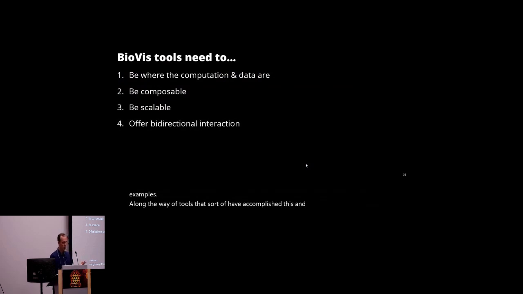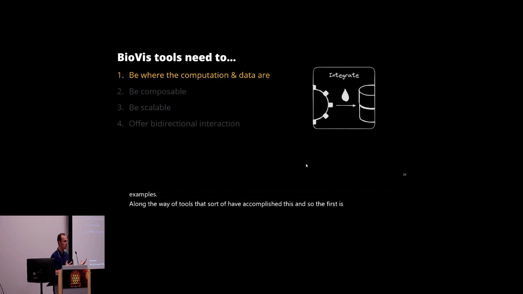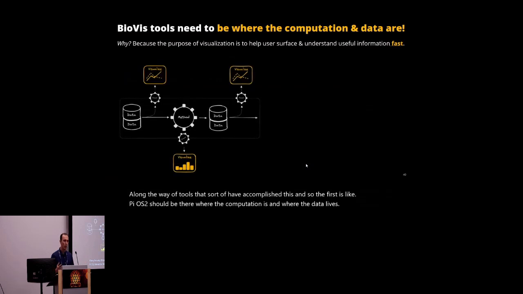And so the first is that the BioVis tool should be there where the computation is and where the data lives. And first of all, why do I think that is important? Well, remember from the definition, we said the purpose of visualization is to surface information fast. If we have a setup like this, which is often the case, you have a pipeline. I hope that's visible. There's a box around it. But your visualizations are external programs sitting outside of that pipeline.